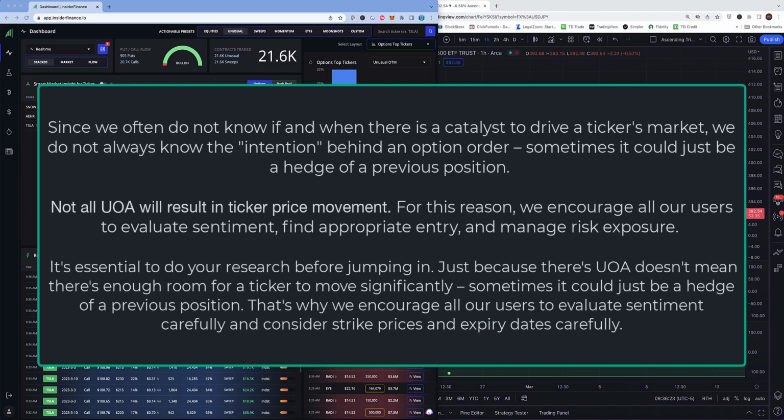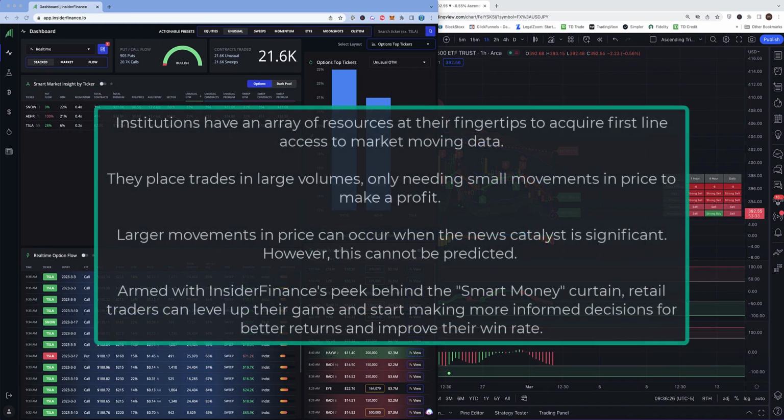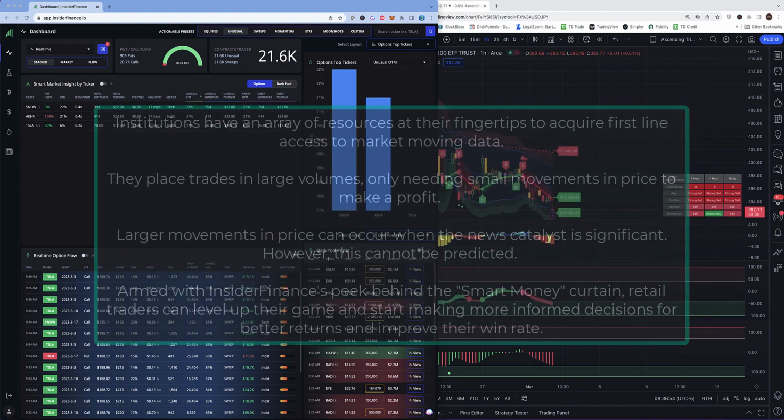Institutions have an array of resources at their fingertips to acquire first-line access to market-moving data. They place trades in large volumes, only needing small movements in price to make a profit. Larger movements in price can occur when the news catalyst is significant. However, this cannot always be predicted. Armed with Insider Finance's peek behind the smart money curtain, retail traders can level up their game and start making more informed decisions for better returns and improve their win rate.